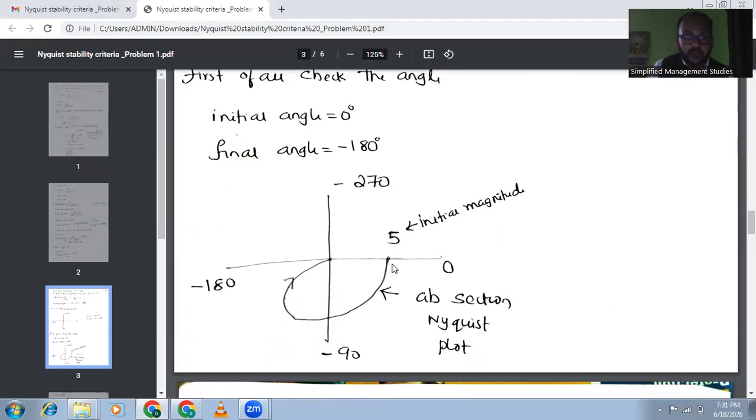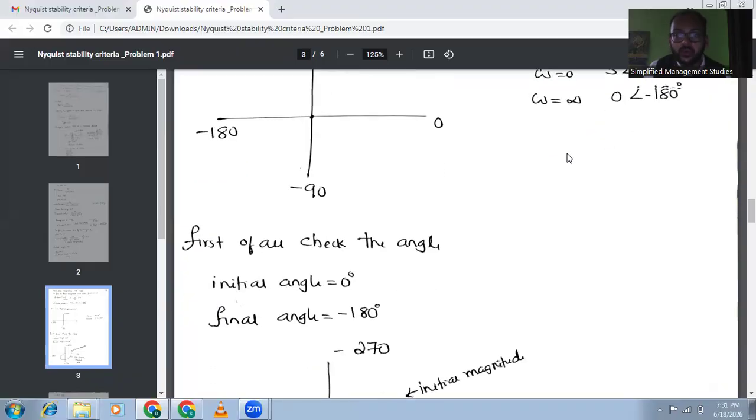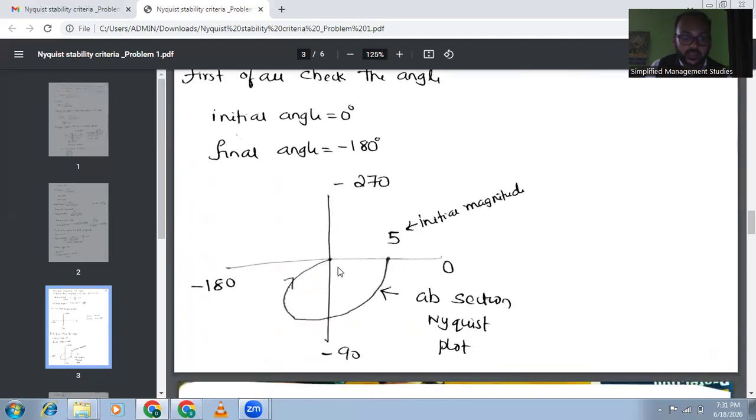So that means 5, and this portion you are supposed to draw for section AB. So already obtained: omega is equal to 0, magnitude is 5. When omega is equal to infinity, magnitude is 0. So it is tending towards 0. Initial magnitude is 5, final magnitude is 0. The angle you are supposed to mark in between 0 and minus 180 degree. The section is actually the AB section.